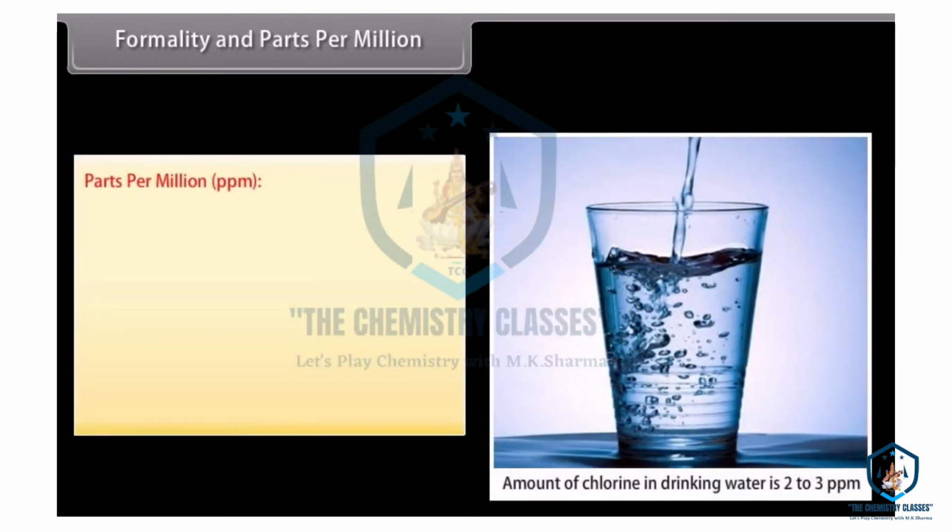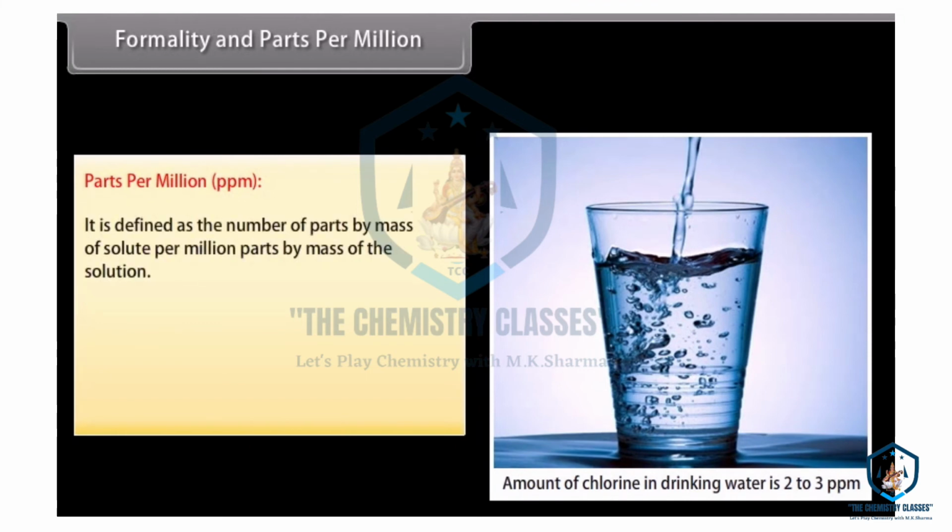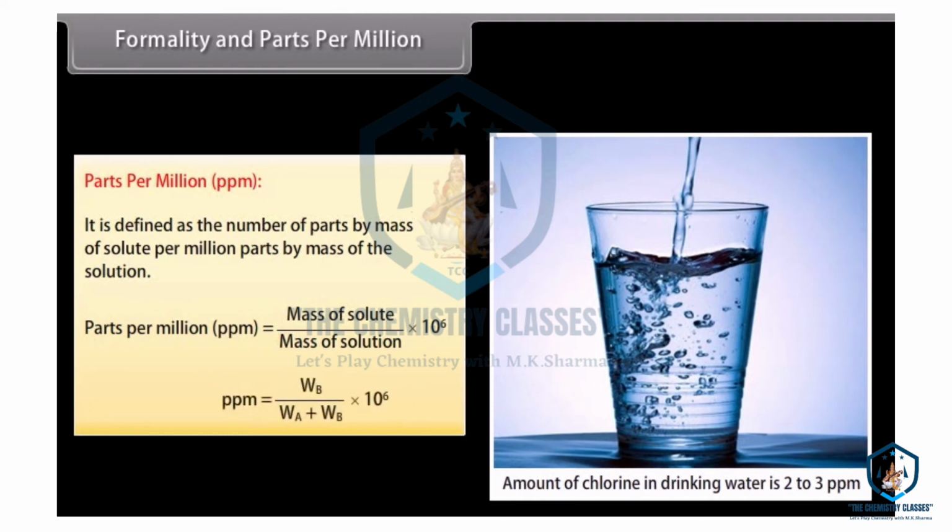Parts per million. It is defined as the number of parts by mass of solute per million parts by mass of the solution. It is abbreviated as ppm. Mathematically, ppm is represented by ppm is equal to Wb divided by Wa plus Wb into 10 raised to the power 6.